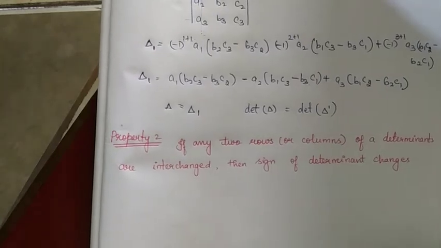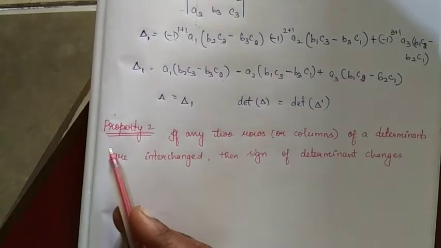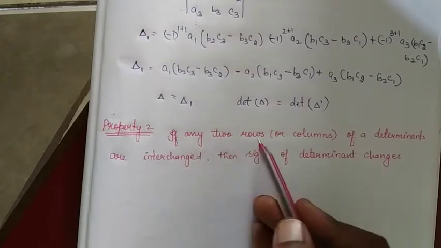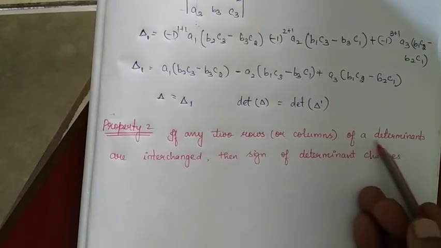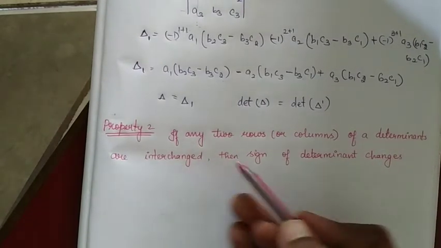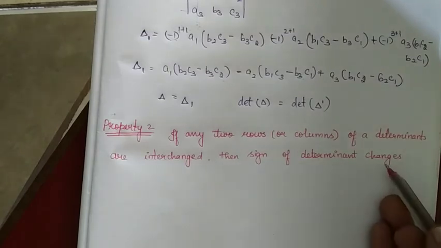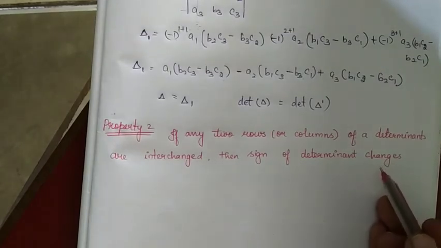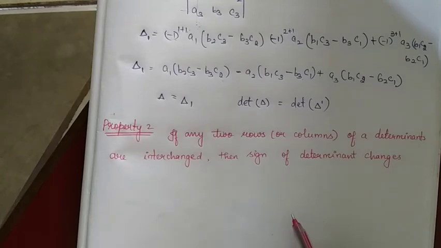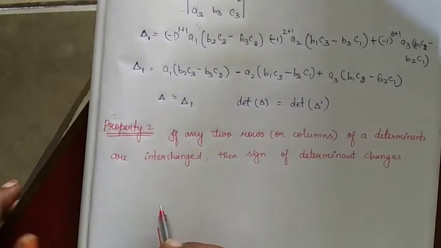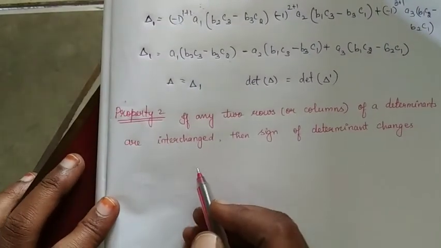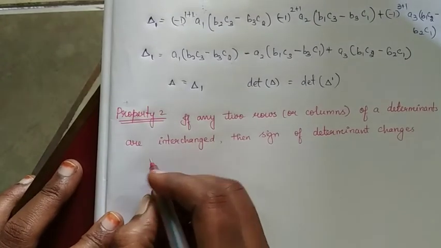Good morning. The next property of determinants is property 2. If any two rows or columns of a determinant are interchanged, then the sign of the determinant changes. Now, before understanding this property, first let us understand what is the sign of each and every place in the determinant.